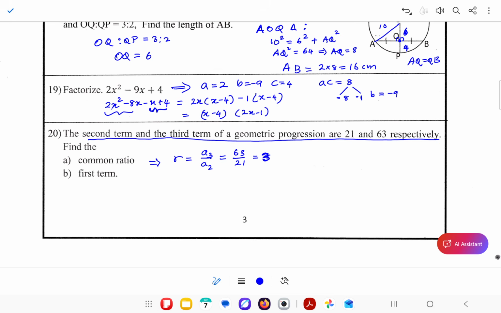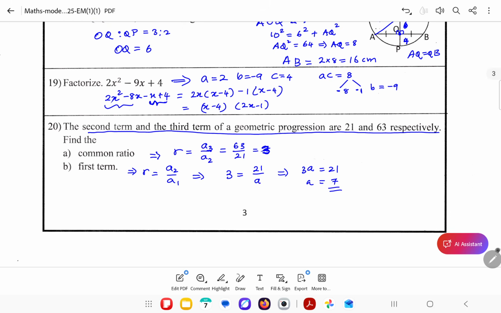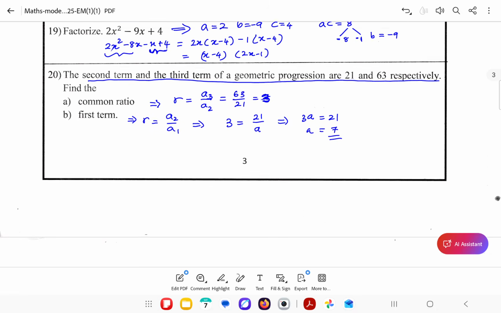What is the first term? We'll use the common ratio again. R is equal to what? Second term divided by the first term. So 3 is equal to 21 divided by the first term. So 3a is equal to 21. So the first term is 7. So that is the answer for 20.